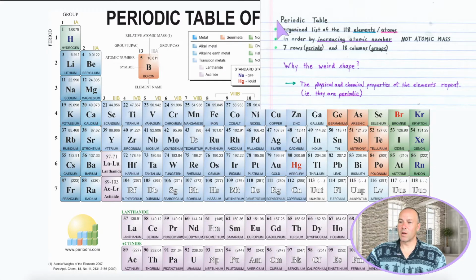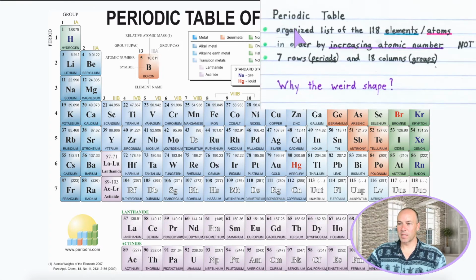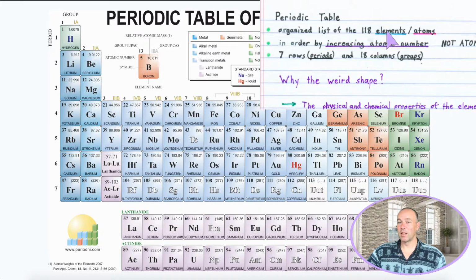Here are some notes. I hope they're not too small to see. What the table is, it's an organized list of the 118 elements, or 118 different types of atoms. Because remember, each element has its own unique type of atom. Now, it's an organized list. Rather than just a long list of the elements, they are organized into this interesting arrangement that we'll talk more about in a moment.